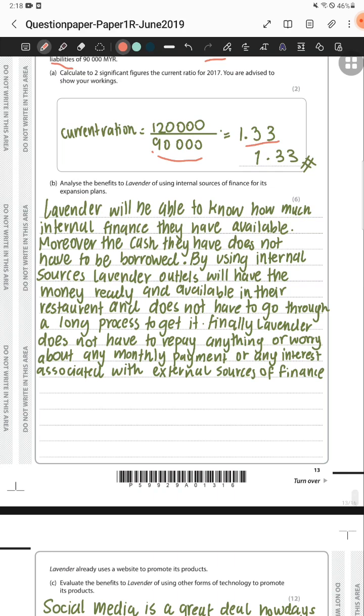You can include that. Less time consuming, and this will make them meet the demand of their suppliers, for example, or customers on time.